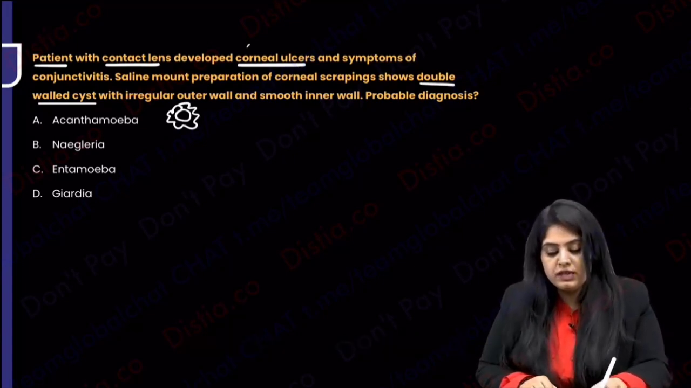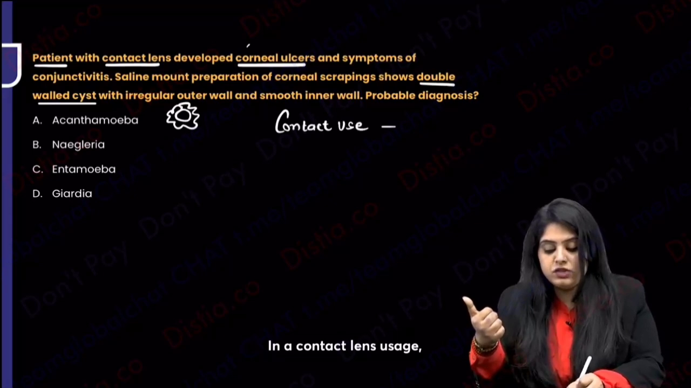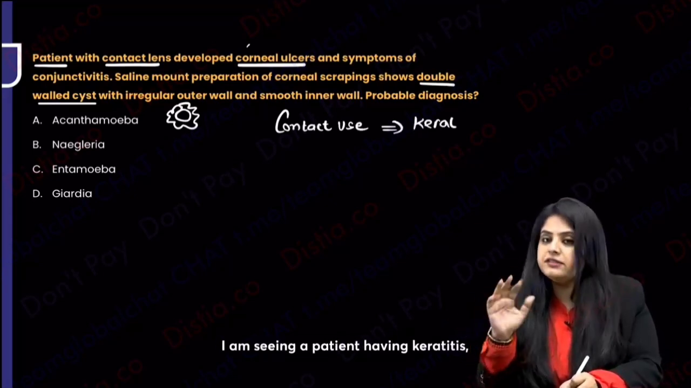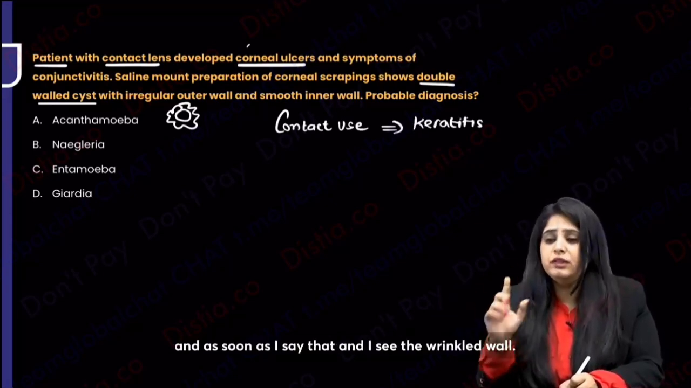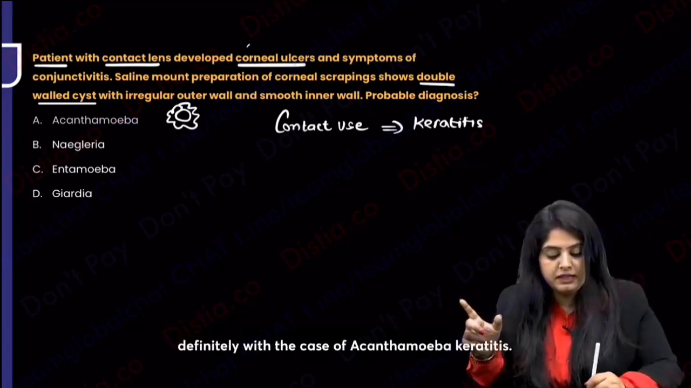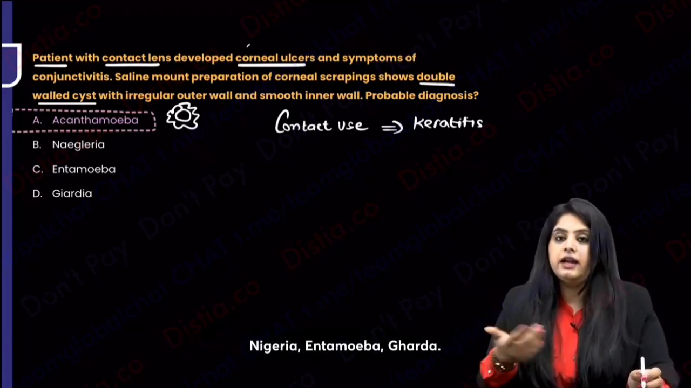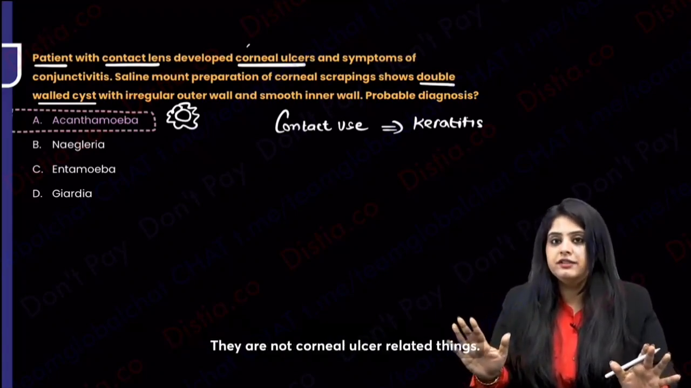So first and foremost, there was contact lens usage. In contact lens usage, I am seeing a patient having keratitis. Acanthamoeba comes to my mind. And as soon as I say that and I see the wrinkled wall, of course I know I am dealing definitely with a case of Acanthamoeba keratitis. Looking at the others, Naegleria, Entamoeba, Giardia, they are not corneal ulcer related.